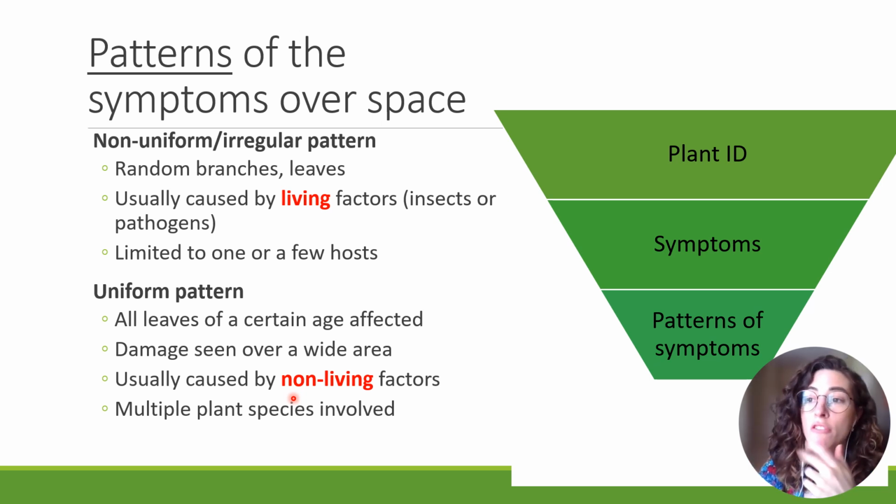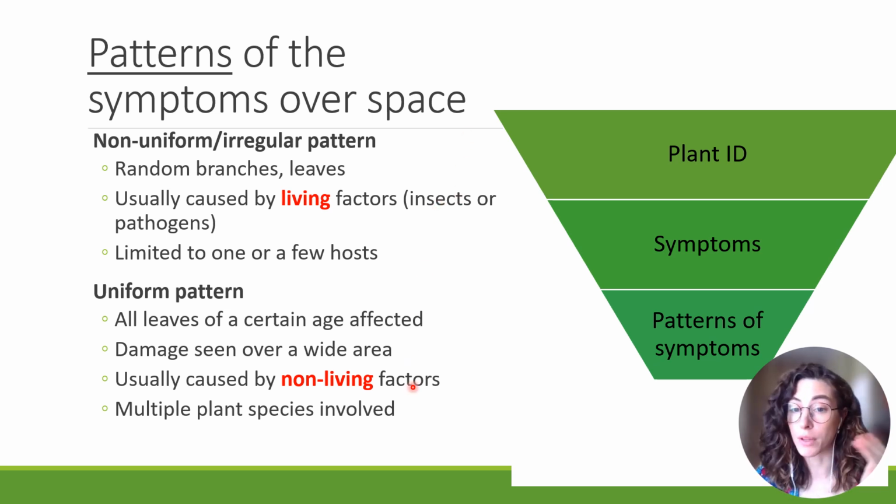For example, frost would be a great one. Frost will burn anything that has leaves out at the time of the frost, whereas let's say a defoliating insect, let's go with spongy moth, will most predominantly show up on, say, oaks and certain other key species, but just not everybody in the landscape. So there's your good example of a uniform versus a non-uniform pattern.